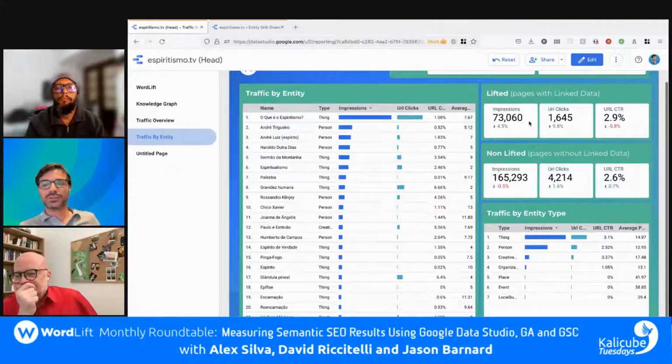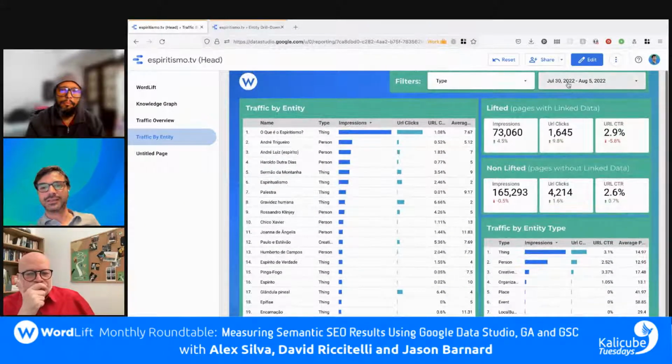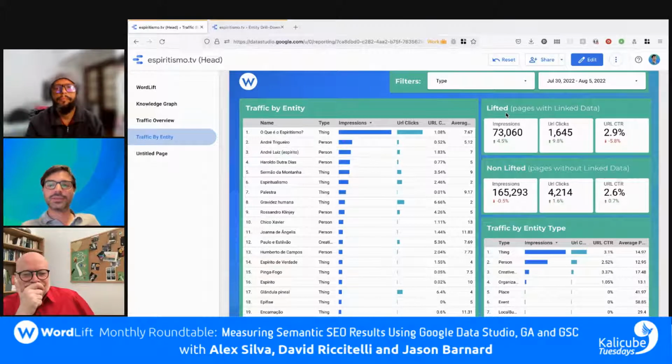I also put here two KPIs, two separate boxes or cards. I don't know how Google calls them. Cards with the KPIs for the website, for the last week. Here we can see the number of impressions for pages that have been lifted, these pages where we actually pushed semantic entities, and here the impressions for the pages where we didn't put a lift. Of course, the number of pages with a lift is smaller than the number of pages without. So the most important thing to see, I think, is the CTR or the number of clicks. These are quite relevant data.